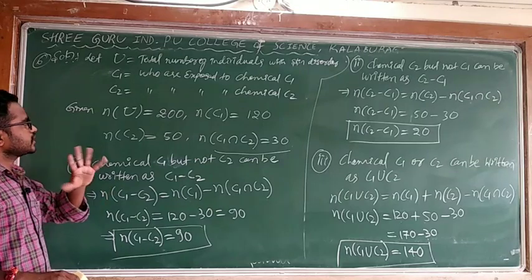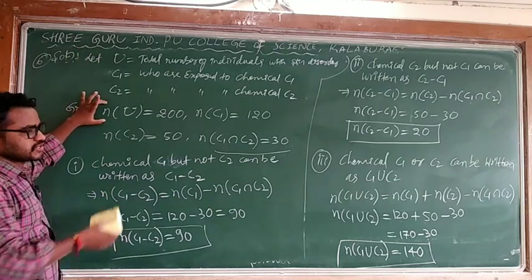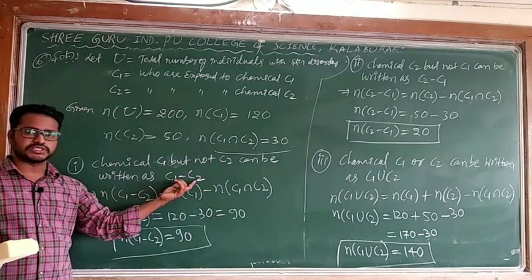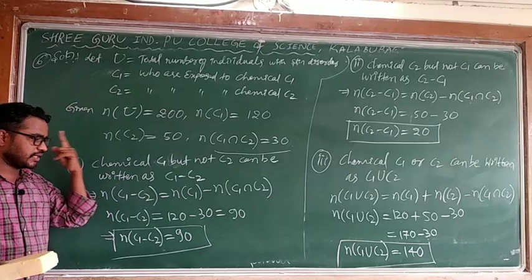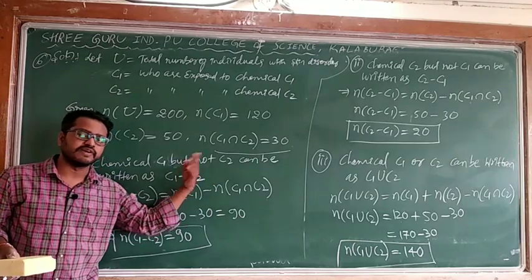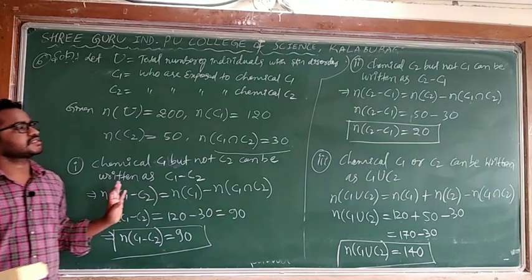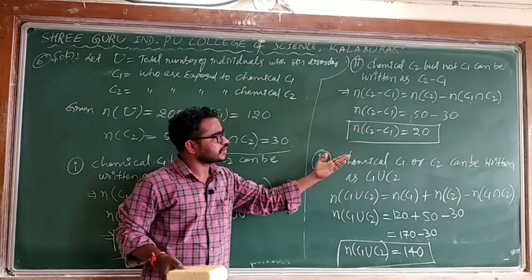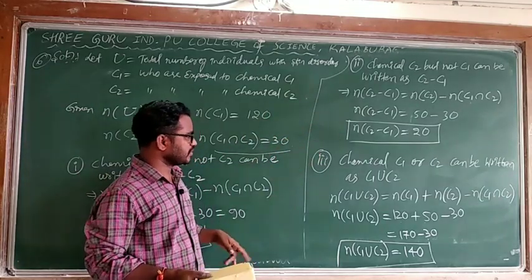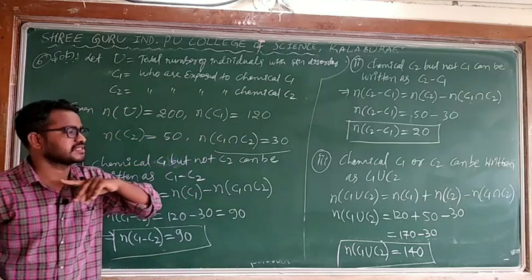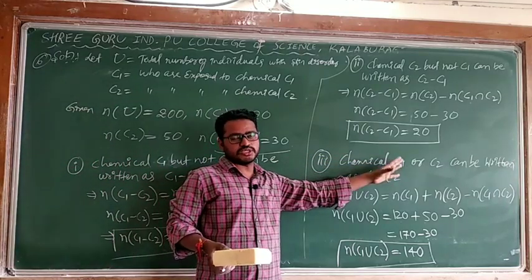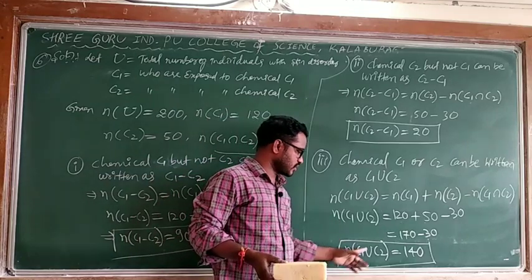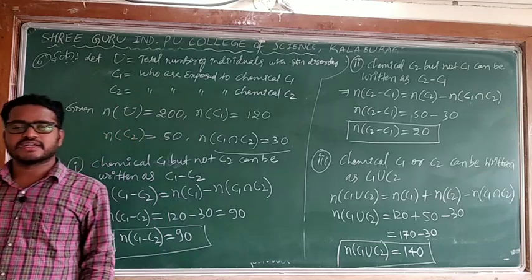Okay, this is the problem. The total number, 200, we are not using while calculating. Chemical C1 but not C2 is C1 minus C2, N of C1 minus N of C1 intersection C2, as in lecture 6. Chemical C2 but not C1 gives 20 members. And C1 or C2 gives 140 individuals.